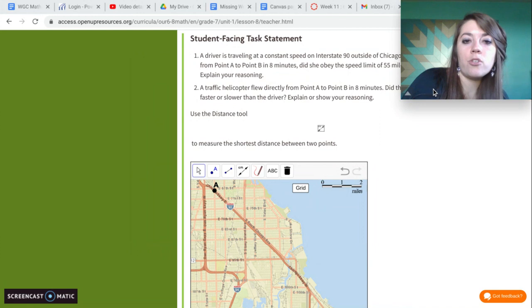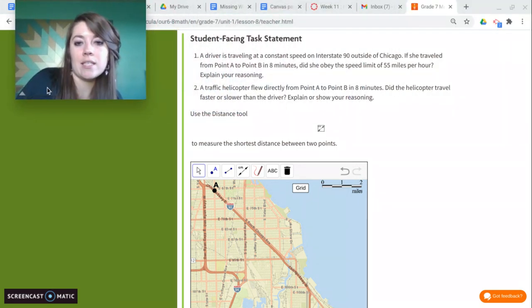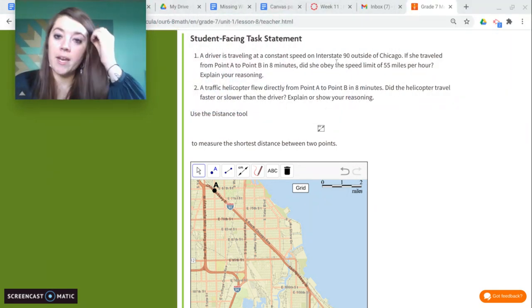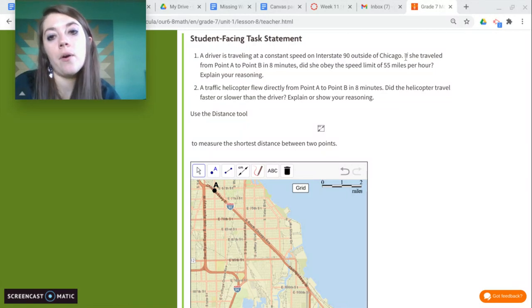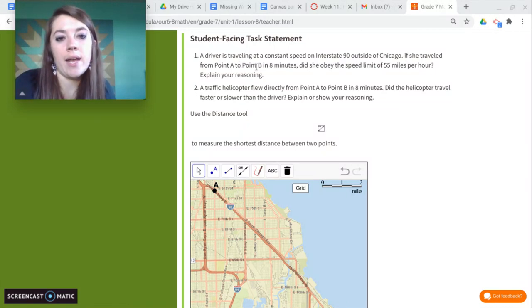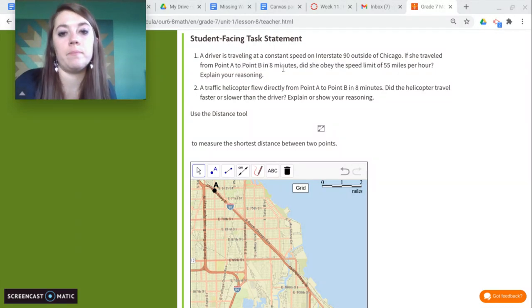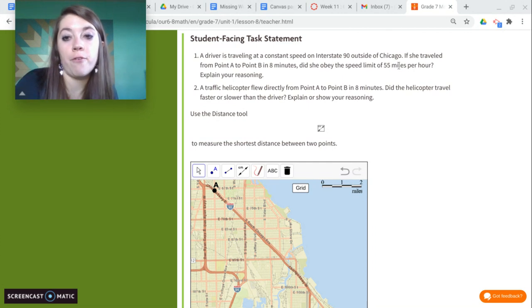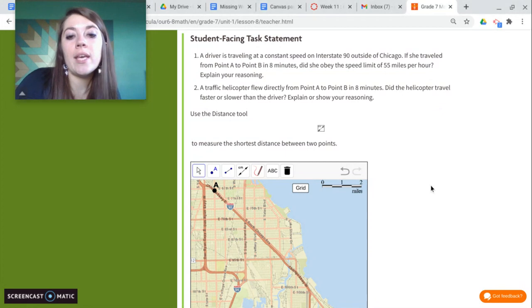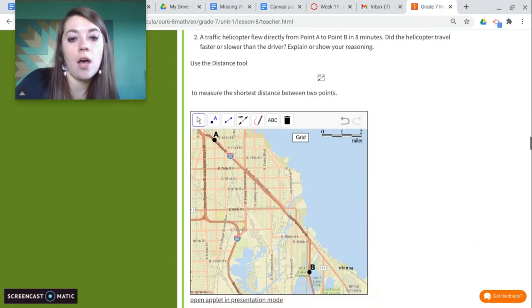A driver is traveling at a constant speed on Interstate 90 outside of Chicago. If she traveled from point A to point B in 8 minutes, did she obey the speed limit of 55 miles per hour? Explain. So we can use the distance tool to help us with this. We're trying to go from A to B. Now, if we were in person, we'd be using a ruler. We can measure this out and find what that length is.